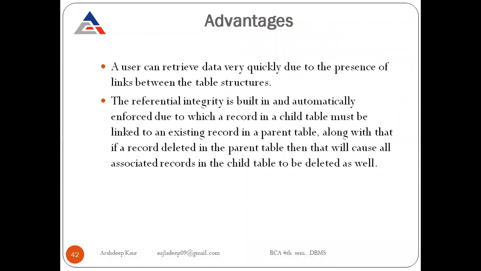So now we have some advantages of using this model. A user can retrieve the data very quickly due to the presence of links between the table structure. So this is the simplest model because we can clearly see who is the parent node, who is the child node, and how they are connected with each other. The referential integrity, it's also known as a foreign key relationship. It means there is a parent-child relationship. There is one parent node having multiple child nodes. So this is one of the simplest models.